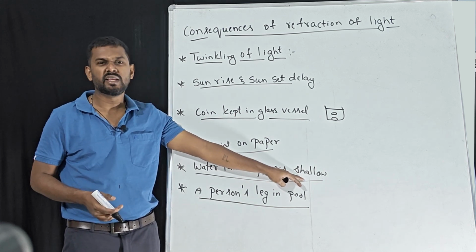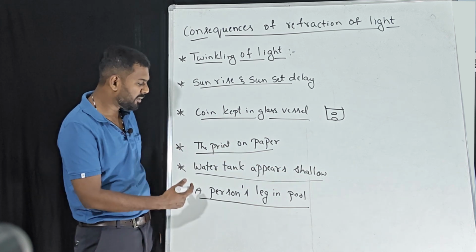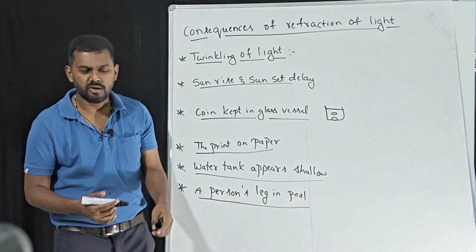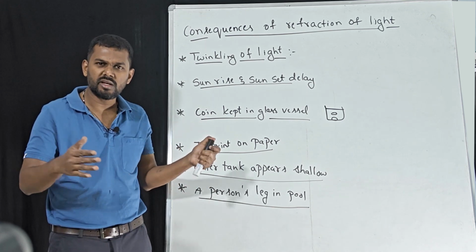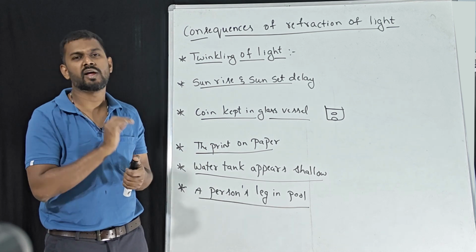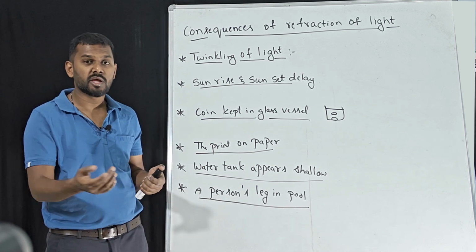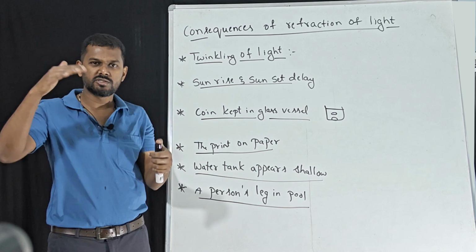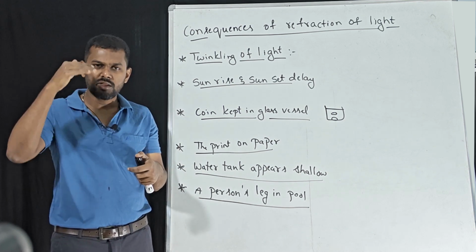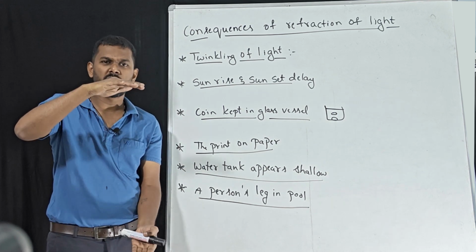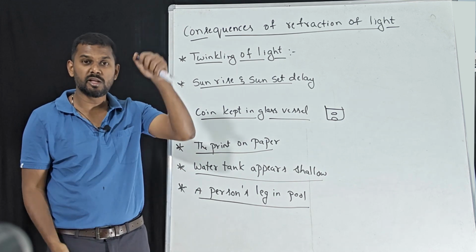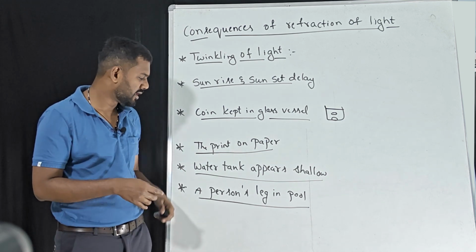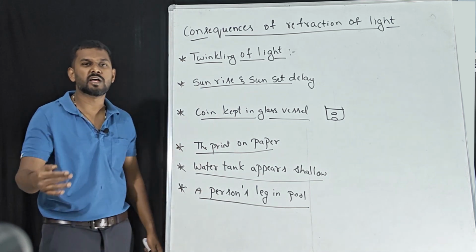Shallow means decreased depth. Next, a person's leg in a pool. If you see any person's leg in a pool, it appears to be a little short because of refraction of light. And sometimes the pool depth, whenever you're seeing from the outside, appears to be very small, but whenever you go inside, you feel the real depth is more than the apparent depth. All these things are the examples of refraction of light.